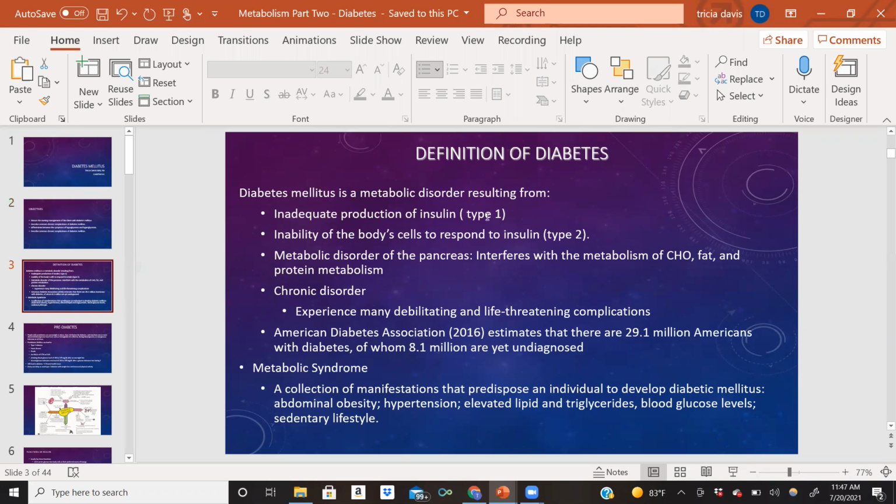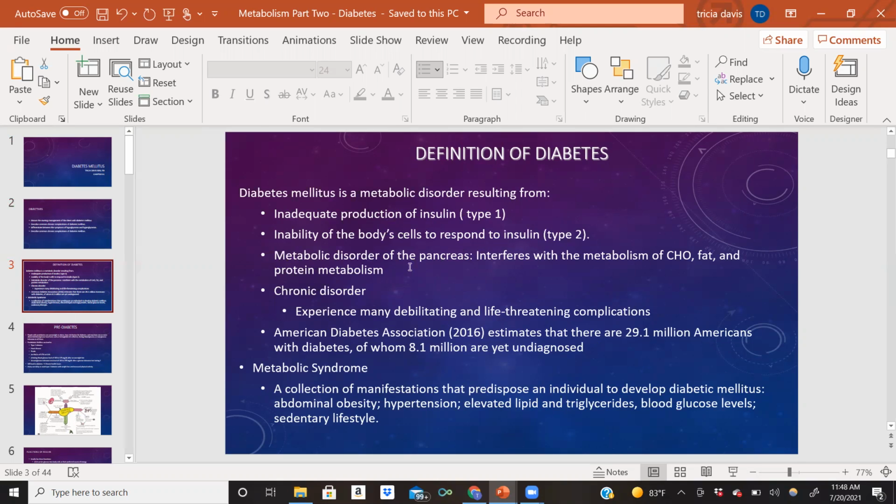It comes from a couple different things. So if you have what's considered type 1 diabetes, it is because you have an inadequate production of insulin. So your body does not make it. If you have type 2 diabetes, it is an inability of the body's cells to respond to insulin. So you do have some, you might not have enough, or your body does not respond appropriately to the insulin that you have.